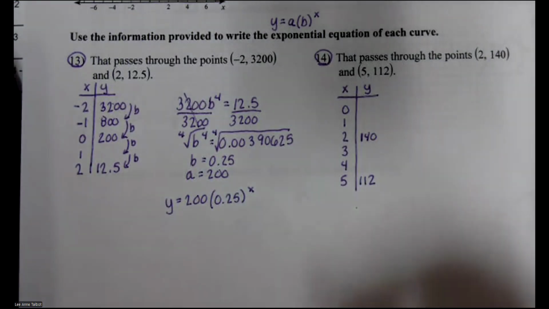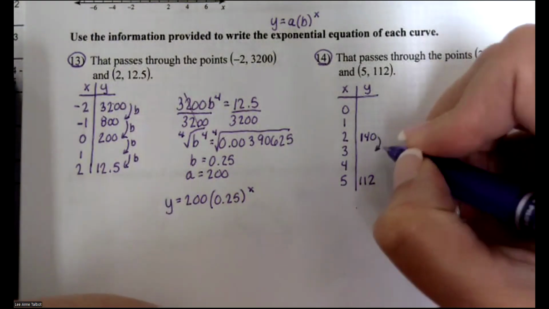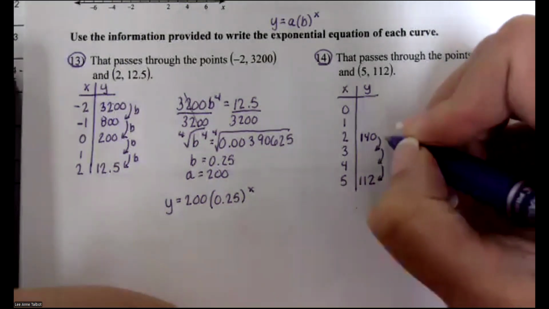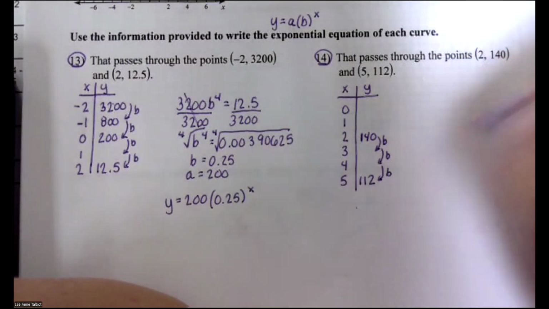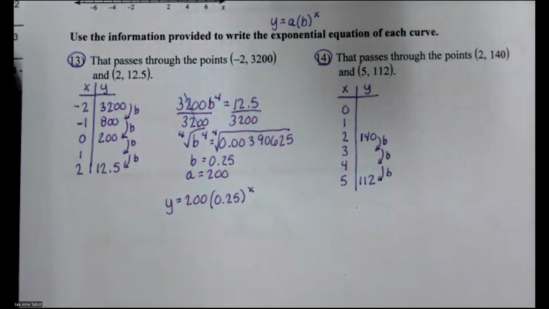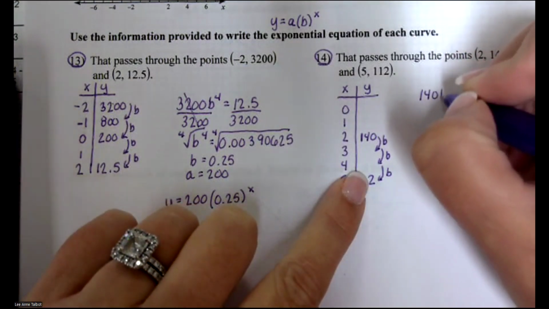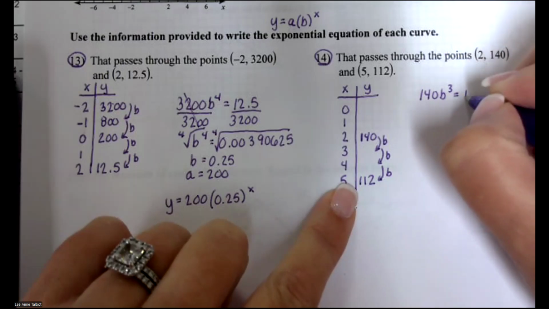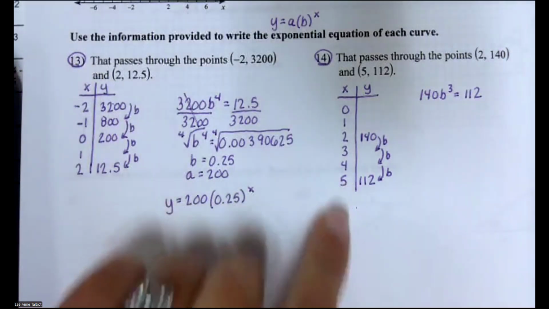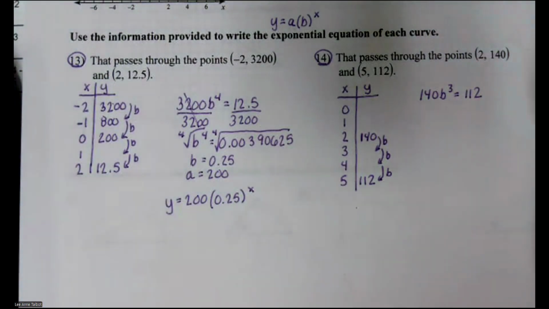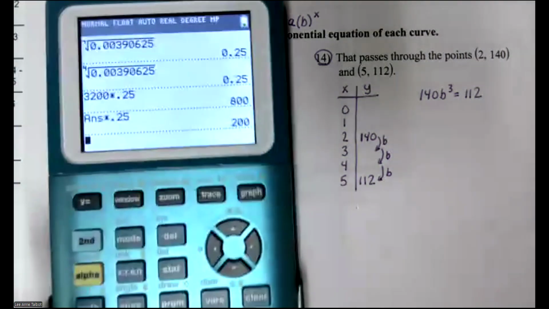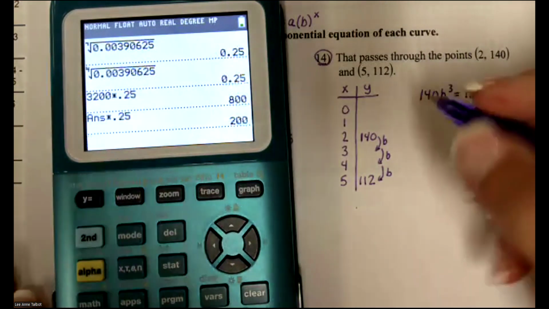Okay, how many b's are in this one? 3 b's. 140 b to the third is 112. This one's going to have a weird answer. I'm just going to warn you. Some of the time they have weird answers. It doesn't mean you did anything wrong.